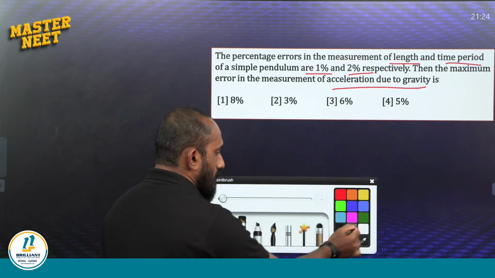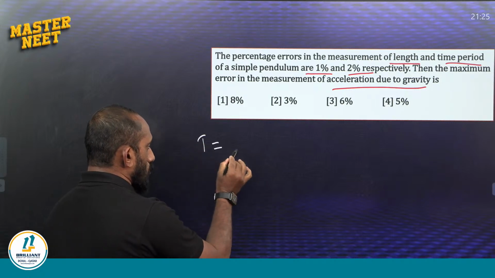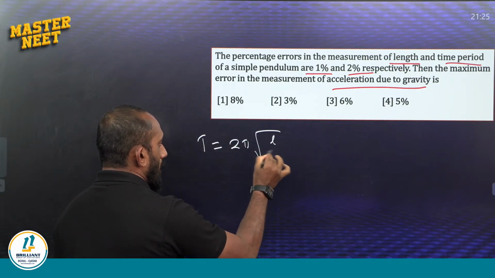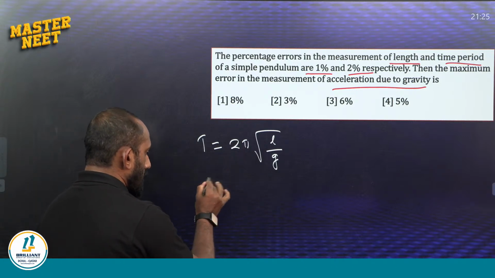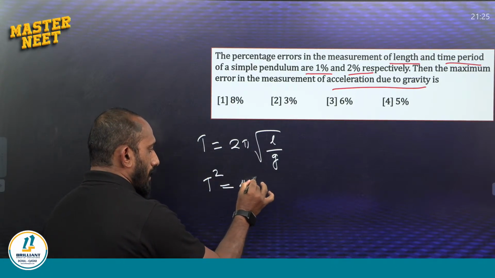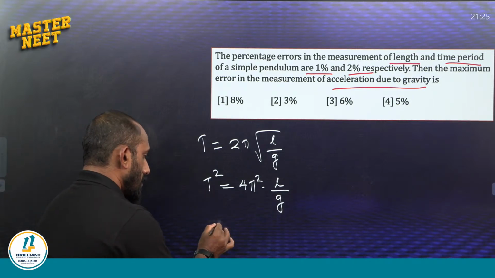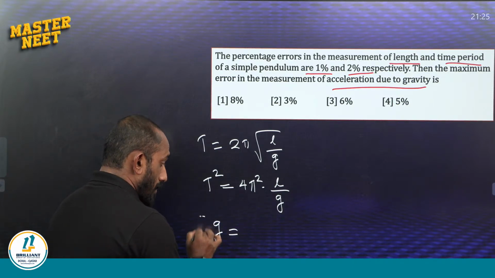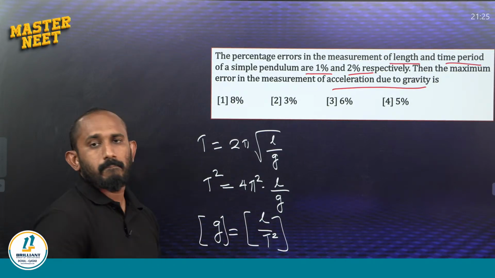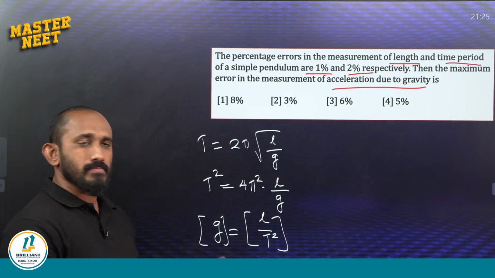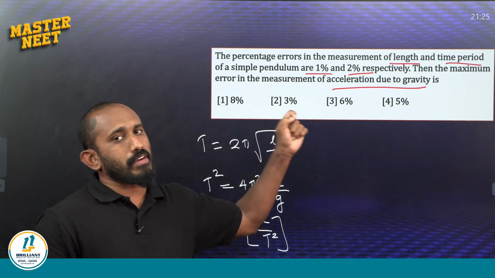So we know acceleration due to gravity depends on length and time period as T is equal to 2 pi root of L by g. If you rearrange this equation, you will get T square is equal to 4 pi square into L by g. So g is equal to 4 pi square L by T square. L by T square should have the dimension of g.